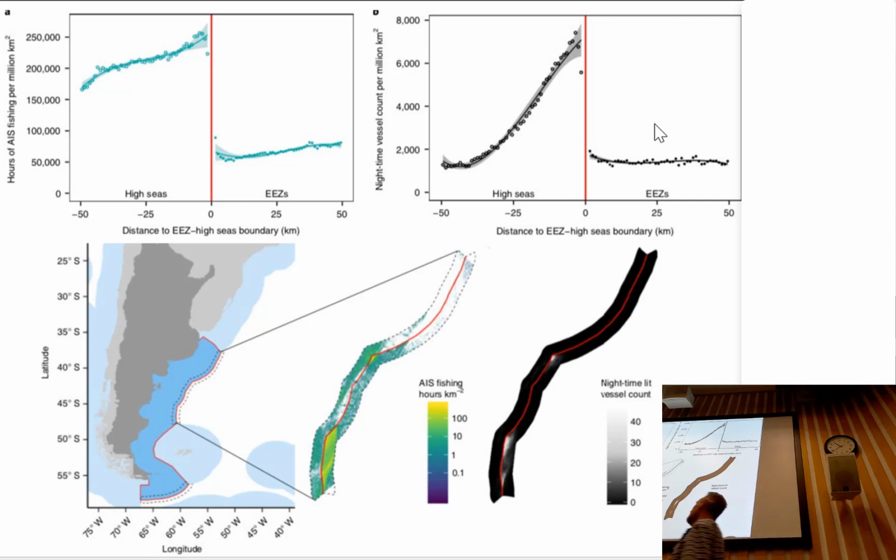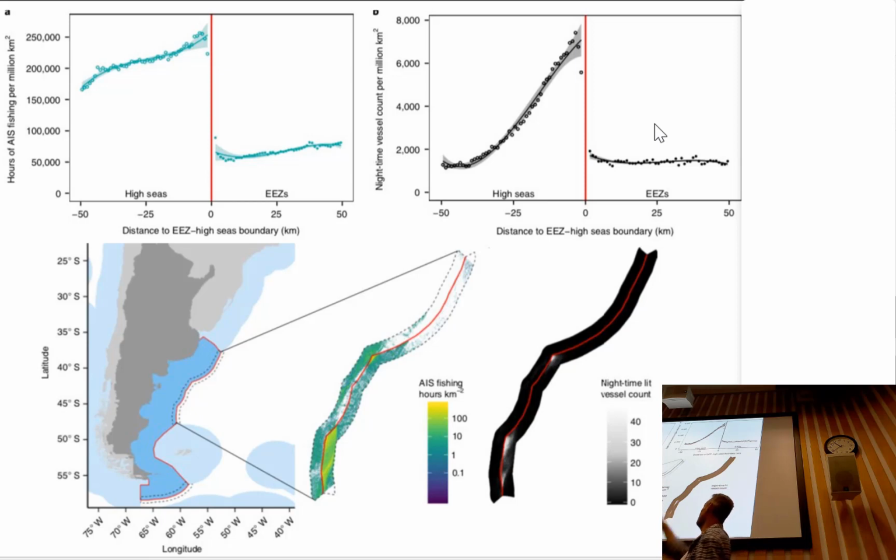So if you don't like the transponder data, you could look at night lights, and for some reason the night lights don't break, right? Because if your light breaks, then you can't see what you're doing, and they seem remarkably robust. So this is where the fishing vessels are at night, and you see the same sort of discontinuity, right? The fishing activity is in the international waters, not in Argentine waters.